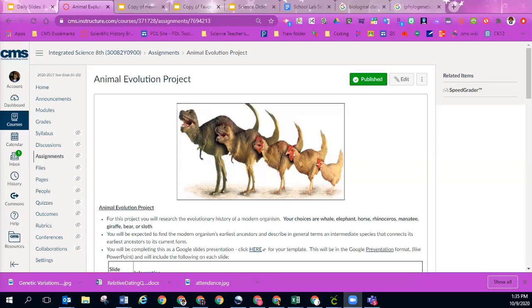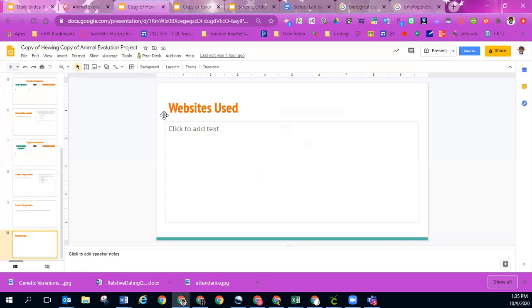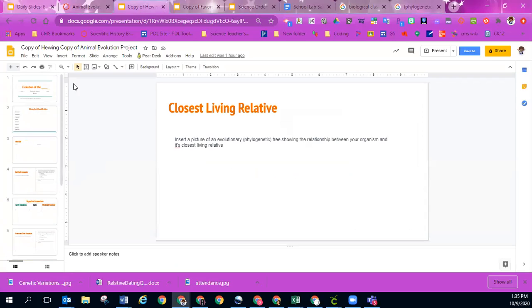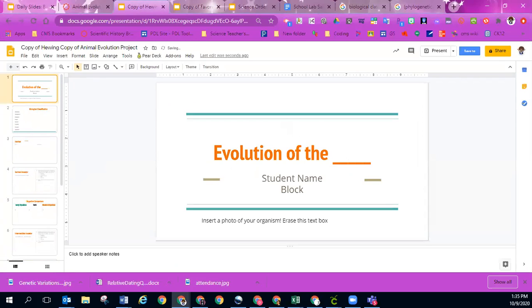I have made a template for you so that you can just type your information in there and it's already organized. So if you click here, it will open the template for you. It looks like this. You are allowed to change the background if you would like to change it to a different color, or if you prefer a different layout, that's fine. You just make sure you still have all of the information in it that you need.